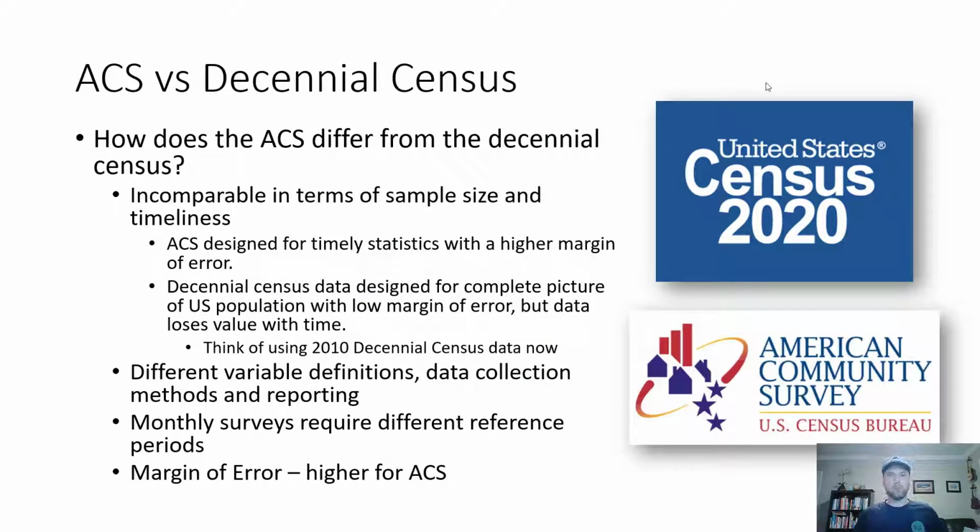So what are some of the differences between the ACS and the decennial census? They're different in terms of sample size and timeliness. The ACS is designed for timely statistics with a higher margin of error, as I mentioned. The decennial census data is designed for a complete picture of the entire U.S. population with a very low margin of error, but the data tend to lose value over time.